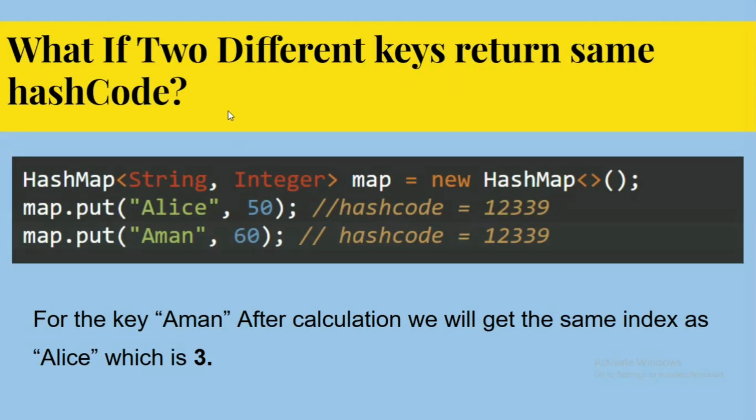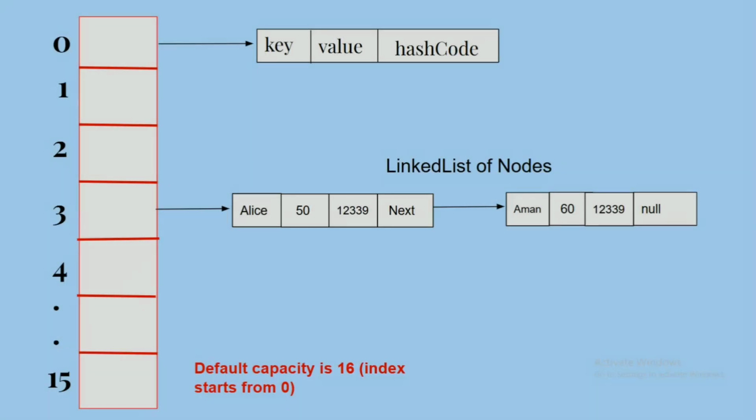What if two different keys return the same hashcode? Sometimes the hashcode method generates the same hash for two different keys. This situation is called a collision. To handle collisions, the hash map uses a linked list inside the bucket to store the key-value pairs. In the above example, if key Aman returns the same hashcode as Alice, then we will get the same index after calculation, which is 3. So, to store this entry at index 3, a linked list will be created, as shown here.